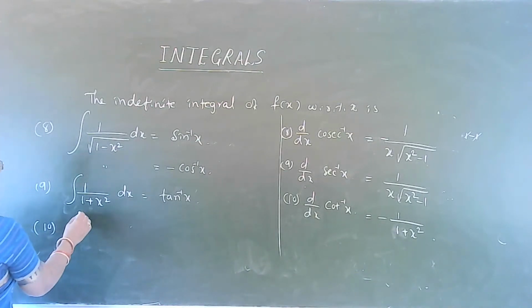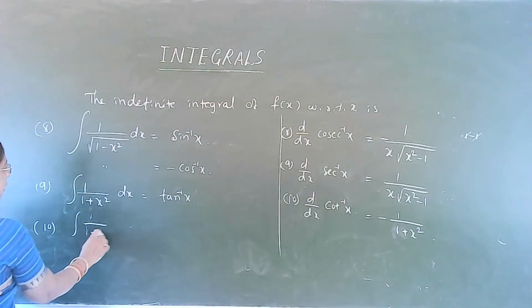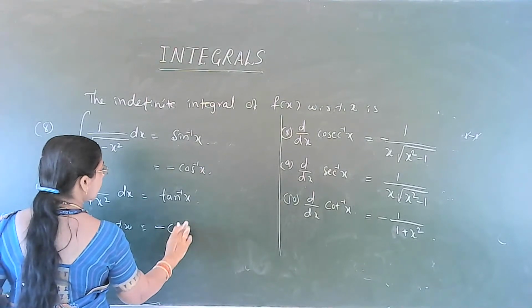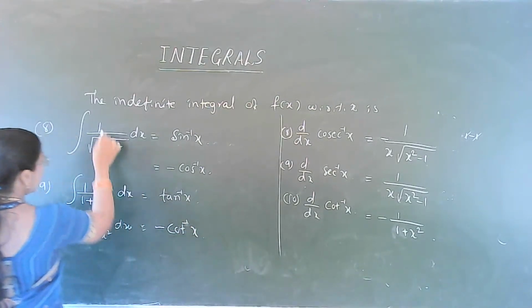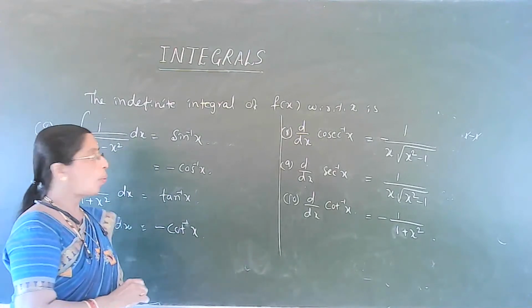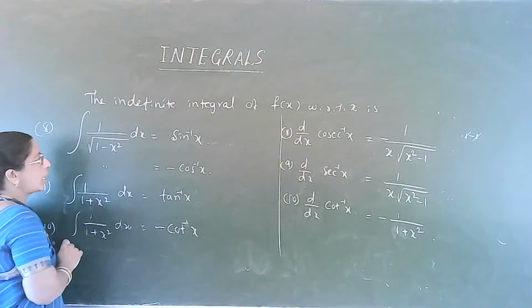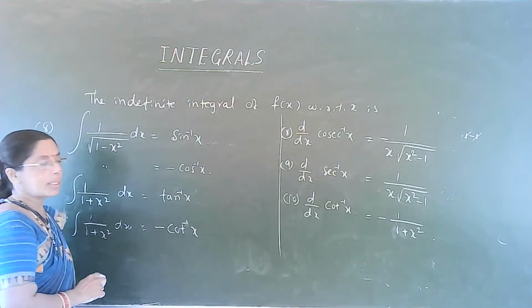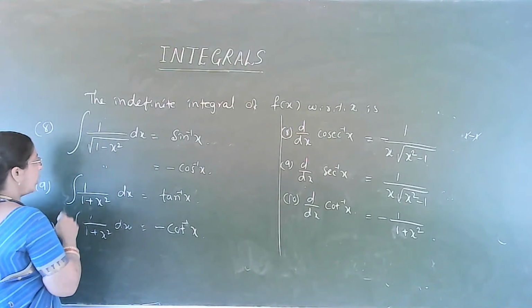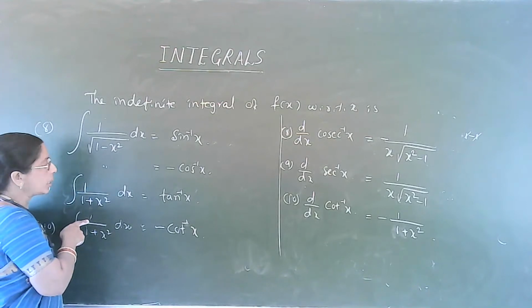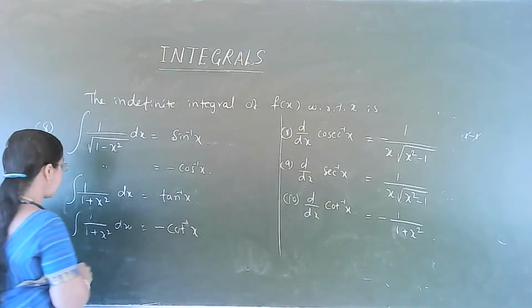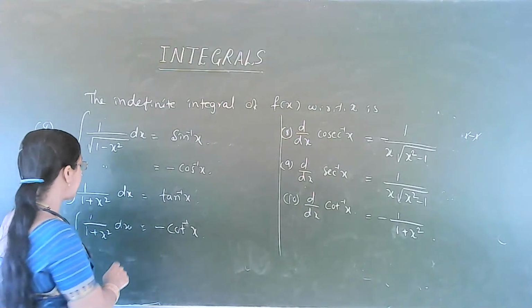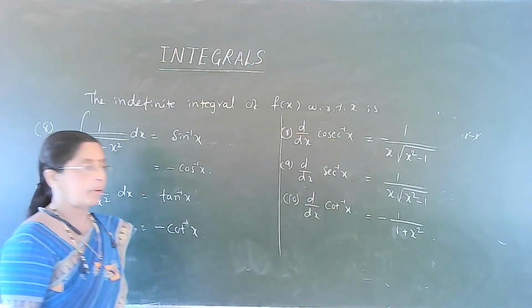Therefore, we can write the integration of 1 by 1 plus x square dx is equal to minus cot inverse x. Here, the integration of 1 by square root of 1 minus x square dx is equal to sin inverse x, or is equal to minus cos inverse x. In the same way, the integration of 1 by 1 plus x square dx is equal to tan inverse x, or in fact, equal to minus cot inverse x.